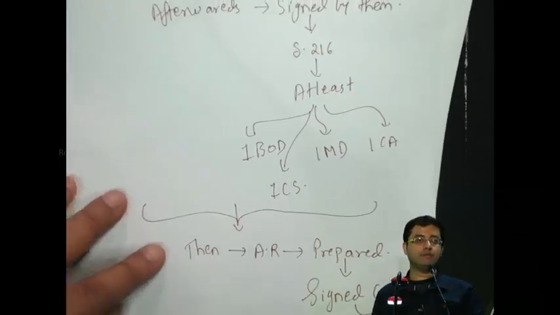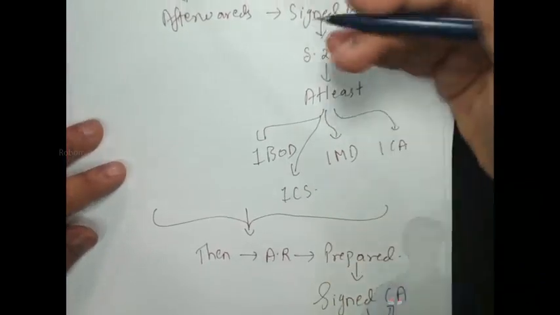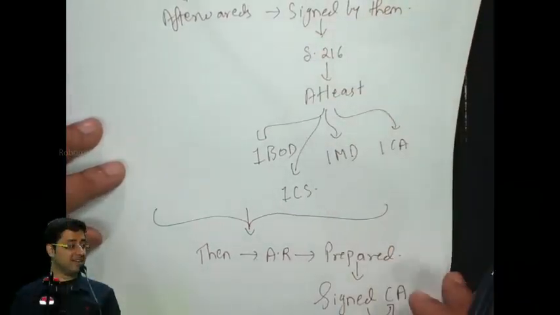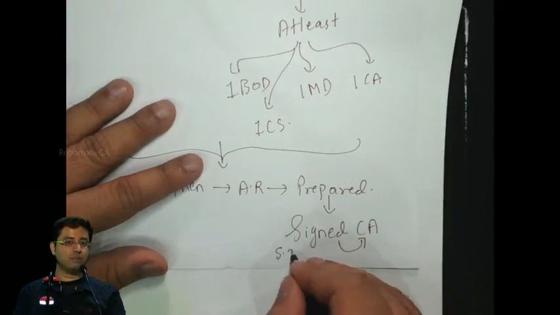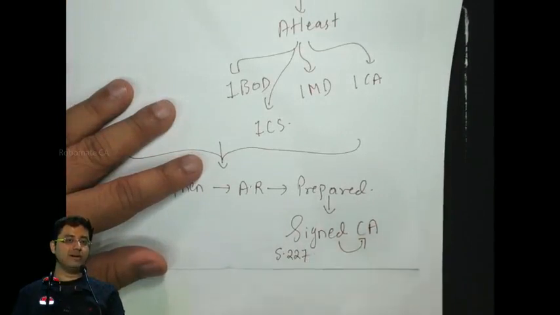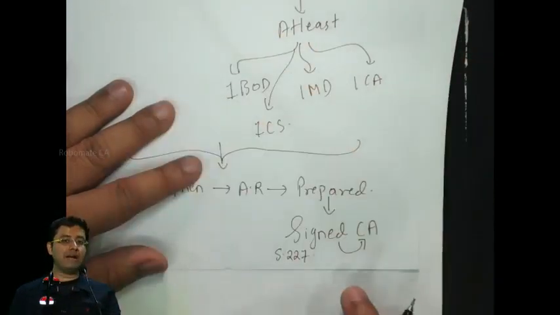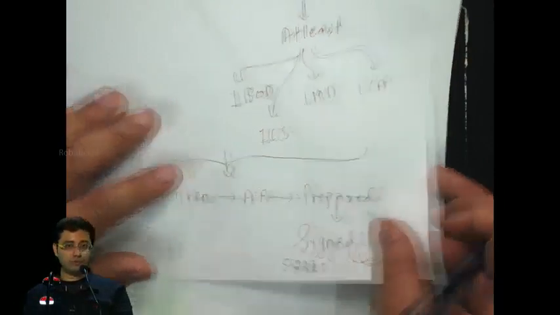Okay, now what will happen after the audit report is prepared? Can I turn the page? So first it will be signed as per the company law. Then the audit report is prepared. It is signed by the CA. When a CA is signing the audit report, am I saying that the CA has to sign the audit report? I am not saying that. Section 227 says the CA should sign the audit report. The audit report will have no validity unless the CA signs. So the CA should sign the audit report.